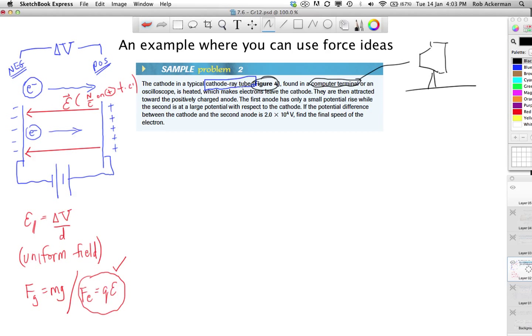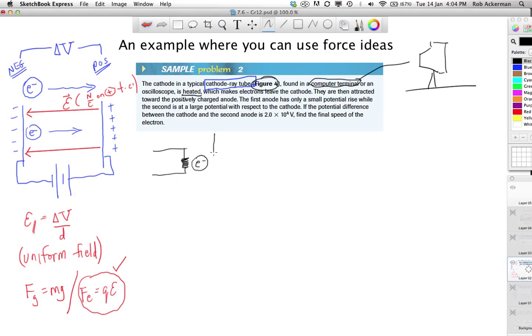So it says the cathode ray tube is heated, and that causes electrons to leave the cathode. What happens in here is there is usually a filament, similar to a filament in a light bulb. I'm going to draw that as this curly thing here. This is the filament. You heat it up using a power supply, and it gets so hot that some of the electrons in the outer layers of the atoms that make up the filament can escape the surface and become free. And so then it says it is attracted toward the positively charged anode.